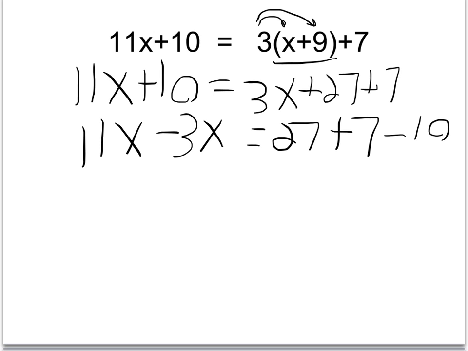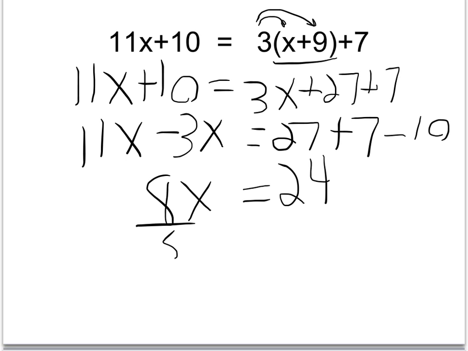So, how many x's do we have? 11 take away 3 x's is 8 x's. And we can collect the constants on the right-hand side. 27 plus 7 is 34. Take away 10 is 24. Now we have 8x equal to 24. We'll divide by the coefficient to get a single x, just so those will cancel out for us. And x is equal to 3.